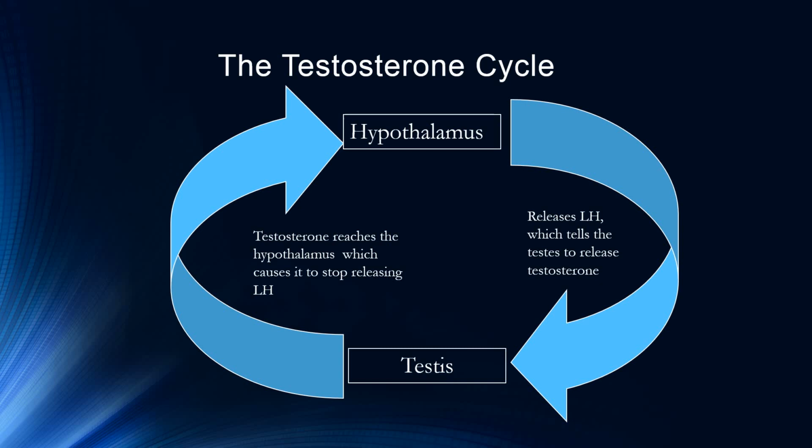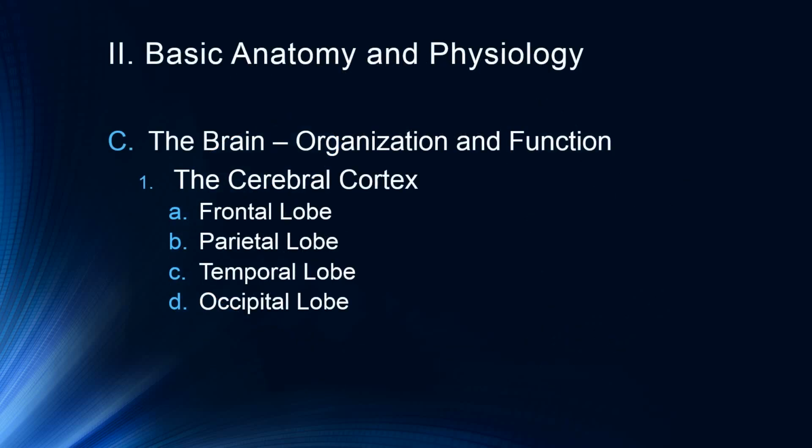Those levels drop at the hypothalamus. It starts releasing luteinizing hormone again. The testes release testosterone. That travels up and shuts off luteinizing hormone. So essentially, this is a whole feedback loop that's constantly occurring. We'll talk a little bit more about sex steroids and how they affect behavior later in the semester.